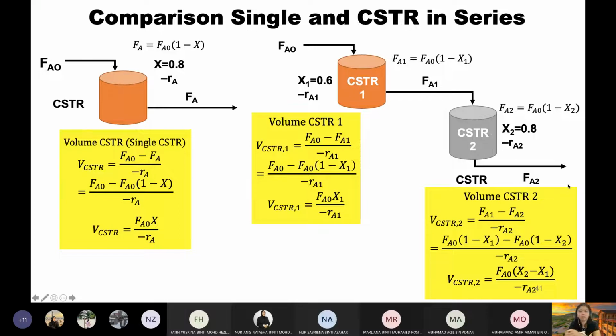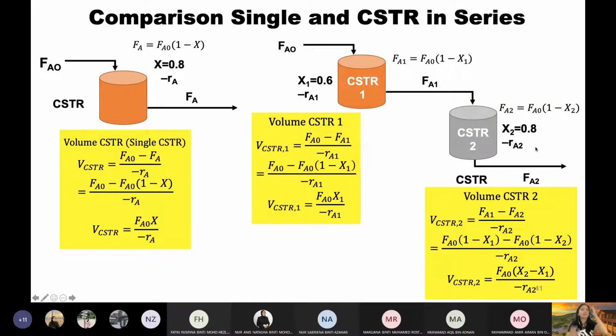Yang keluar FA2. So conversion dia FA2, the FA2 is equals to FA naught in bracket now is 1 minus X2. Sebab kita nak kira FA2 ni daripada reaktor kedua kan. So kenapa FA naught? Sebab saya kata dia mesti kira berdasarkan initial molar flow rate yang asal yang masuk tu. Sebab tu masih FA naught. Tetapi now in the bracket become 1 minus X2 because we are talking about FA2 in the second reactor. So let's say reactor kedua, the conversion is 80%. So what does this mean?